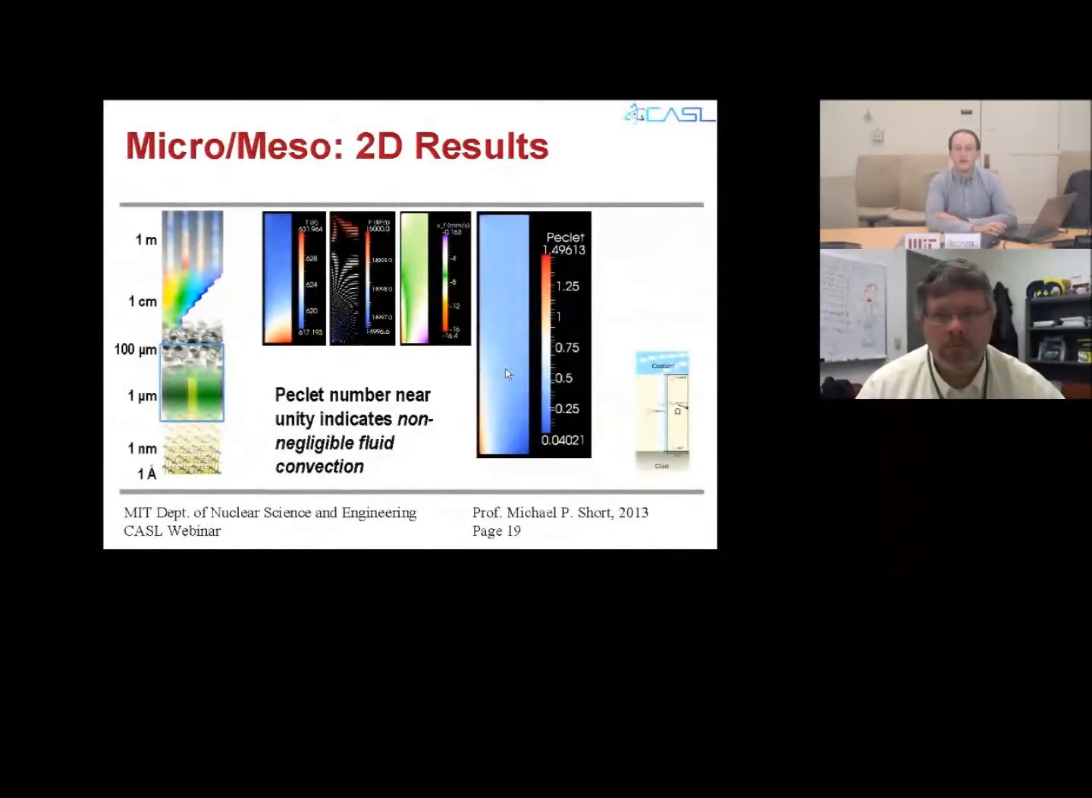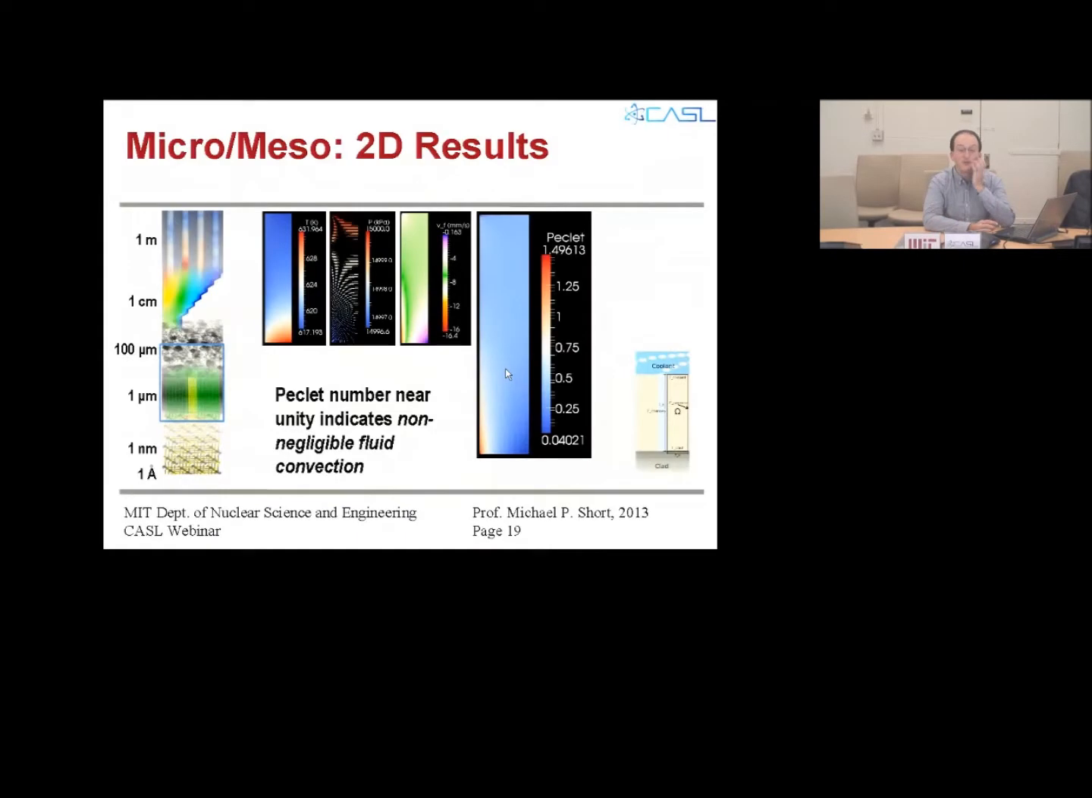We also started to look at some assumptions that people had made in previous models about CRUD. One of them was that the fluid inside CRUD, because it has to squeeze through these nano-sized pores, moves so slowly that the effect of convection, or fluid carrying heat itself, can be completely ignored.